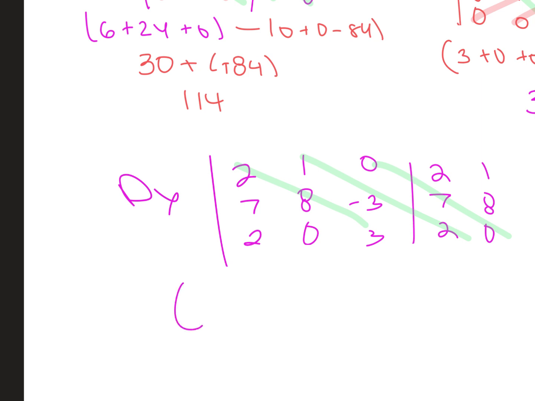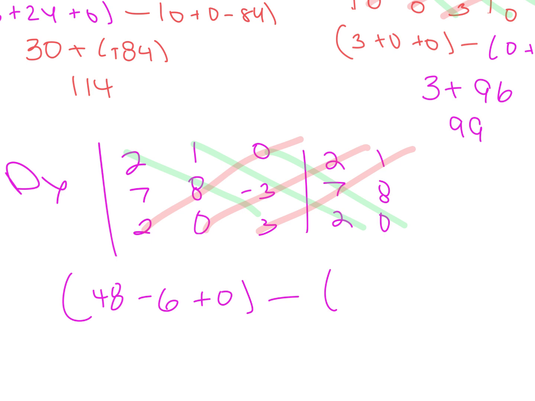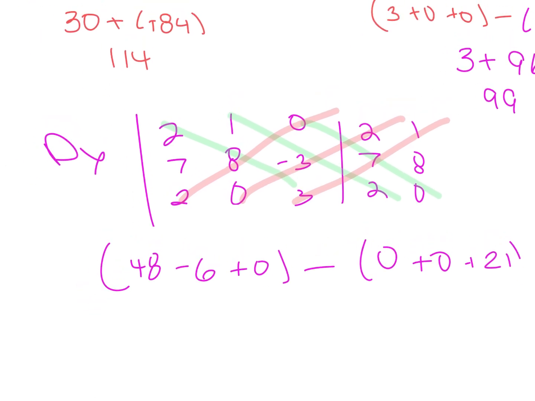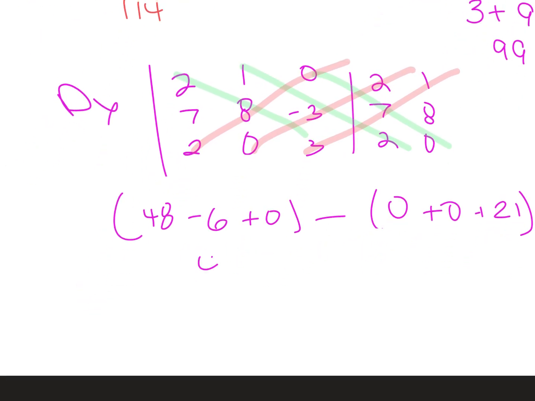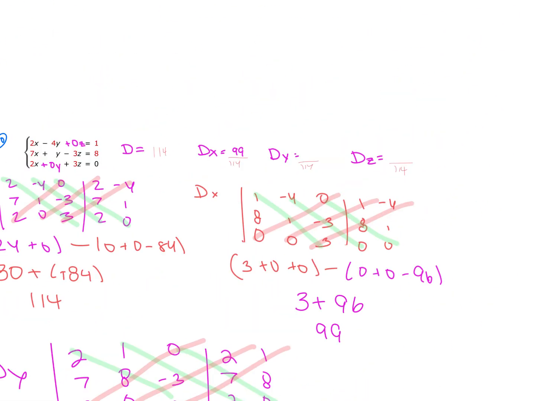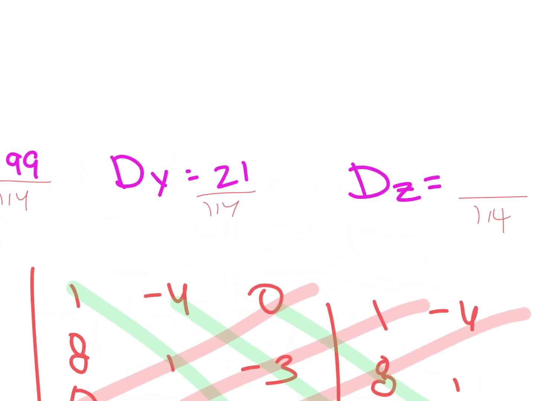2 times 8 times 3 is going to give me 48. 1 times negative 3 times 2 is going to give me minus 6, and then 0 plus 0 minus my minors. Two times 8 times 0 is 0. 0, negative 3 and 2 is 0. 3 times 7 times 1 is 21. So 48 minus 6 is going to be 42. Minus 21 is going to give me 21. So my d sub y here is 21.